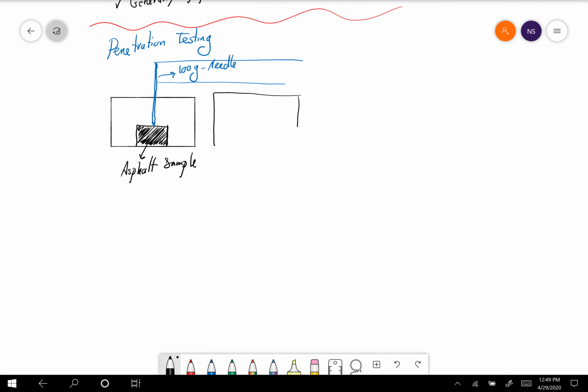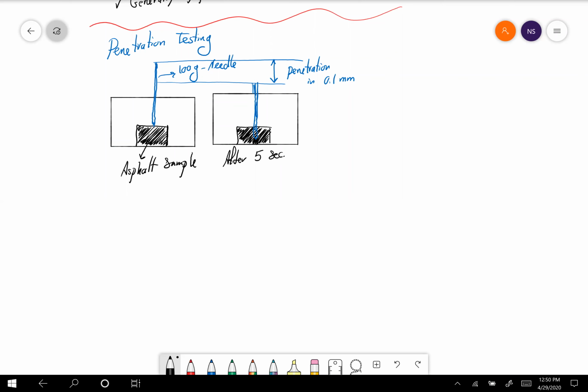So again, the same container. You have your asphalt sample here, and then your needle has already dropped here. So this is the amount it penetrates. You measure the penetration in 0.1 millimeter, and you measure it after 5 seconds.